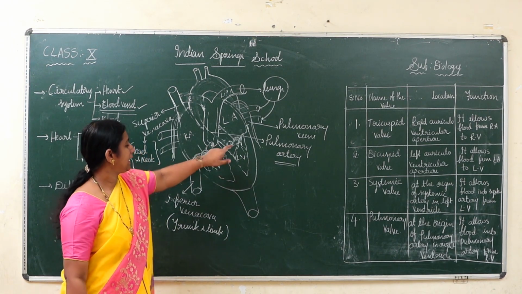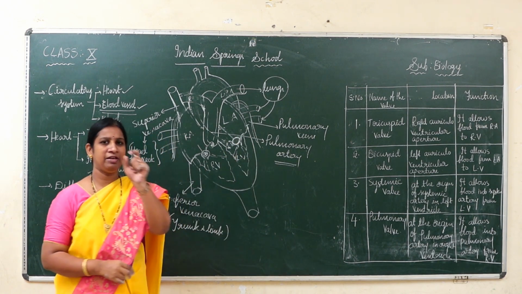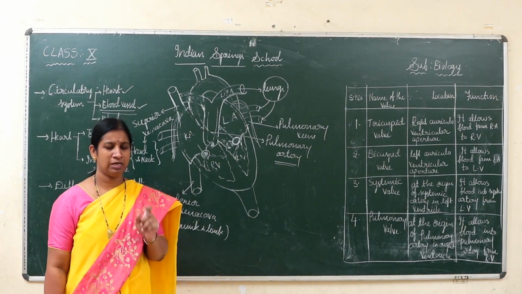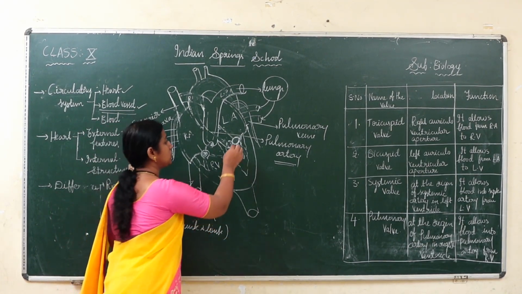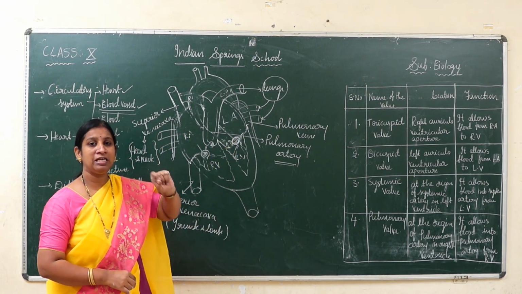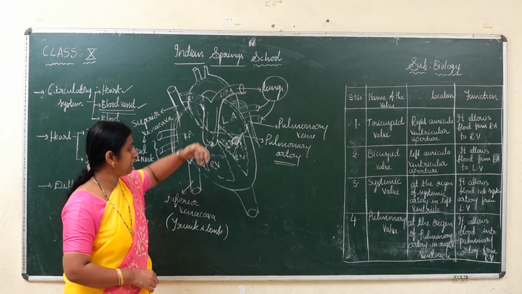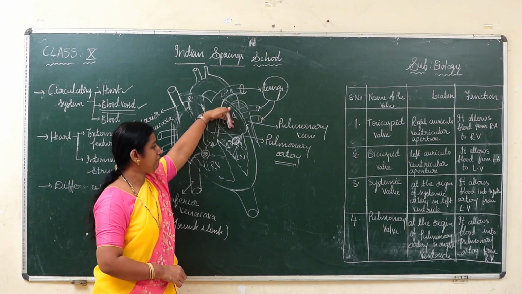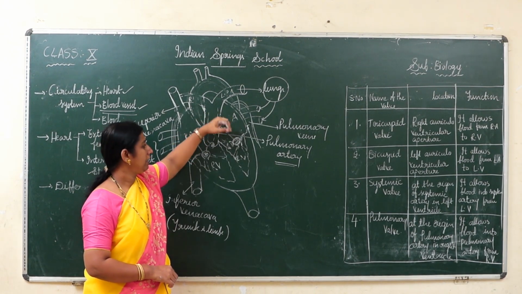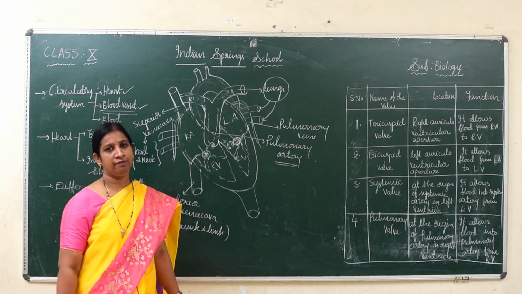Now the second valve is the bicuspid valve. Same, on the left side also the heart has an aperture called the left auriculoventricular aperture. Aperture means hole. This aperture is guarded by a valve, and this valve is called the bicuspid valve. So what will this bicuspid valve do? It has the same function. It allows blood from the left auricle to the left ventricle. Once it receives the blood from the lungs, this valve immediately opens and allows blood into the left ventricle.